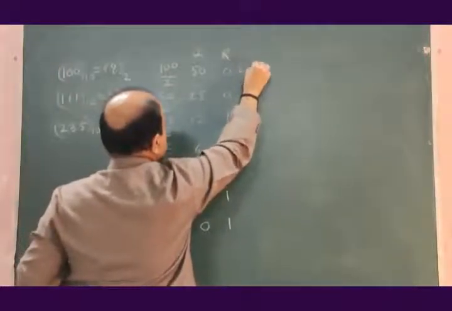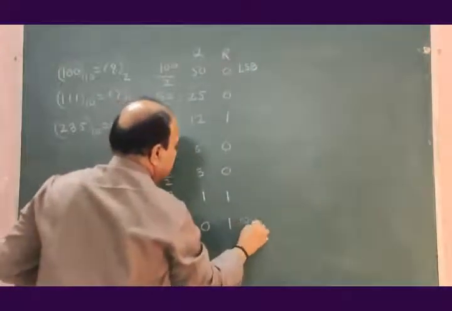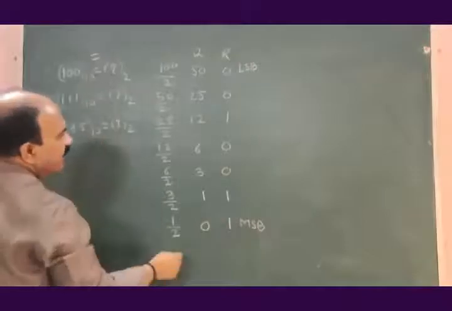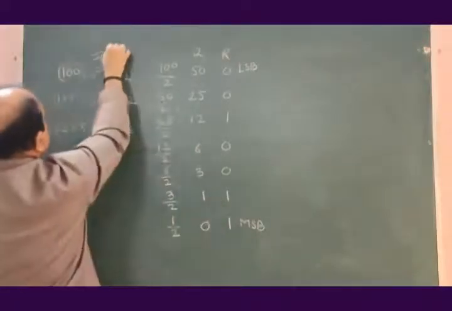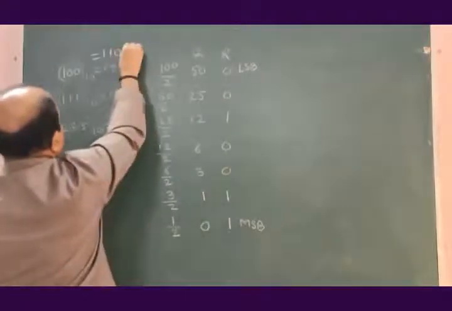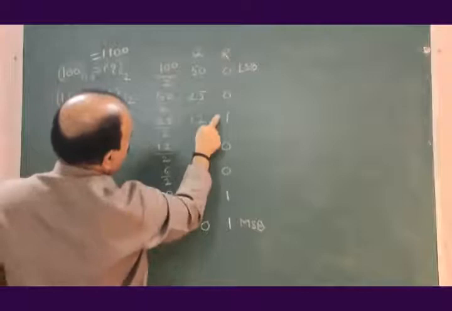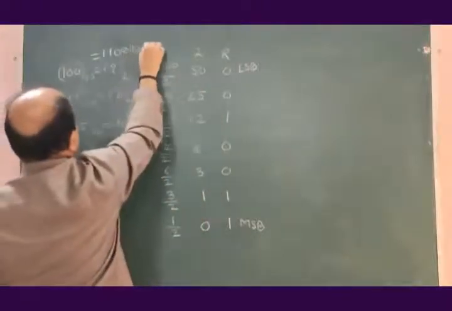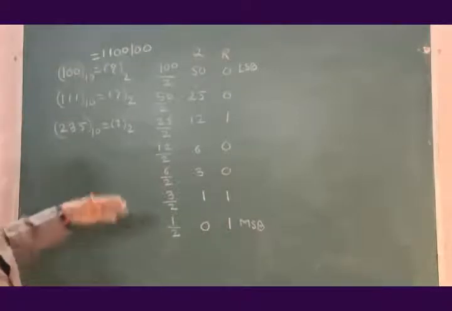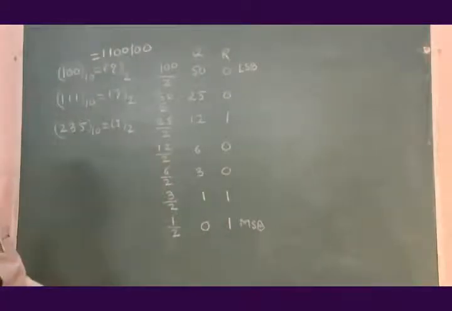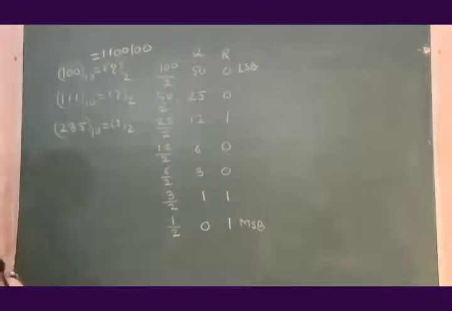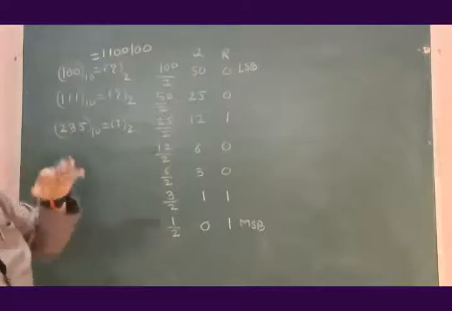This is the LSB, and so the binary number should be 1 1 0 0 1 0 0. This is the binary equivalent of 100 in decimal. Let us go to 111.